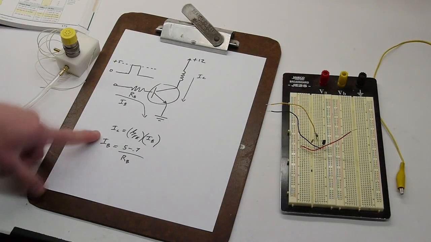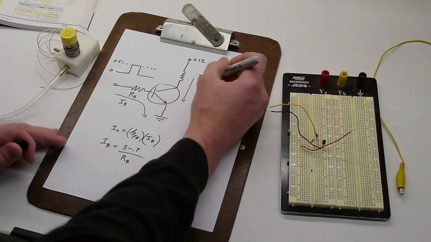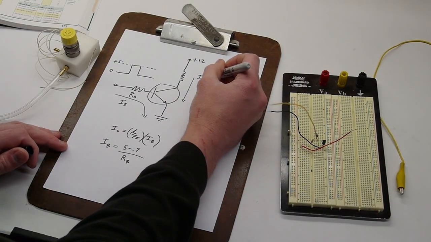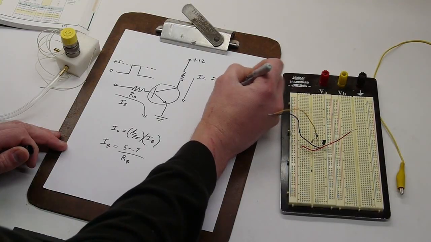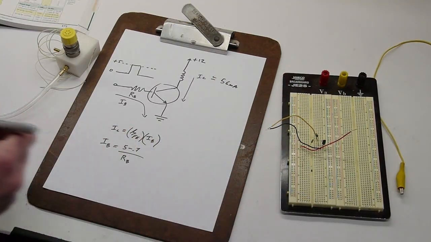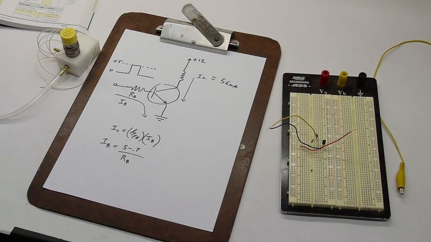And so we know that to get our coil working, we needed 56 milliamps to flow. So the IC has to be, let's say, equal to 56 milliamps. And I said that the transistor amplifies current by 100, so we need at least 0.56 milliamps to flow through the base. But it's actually a better design practice to shoot a little bit higher, because we want to make sure that the transistor is fully on.